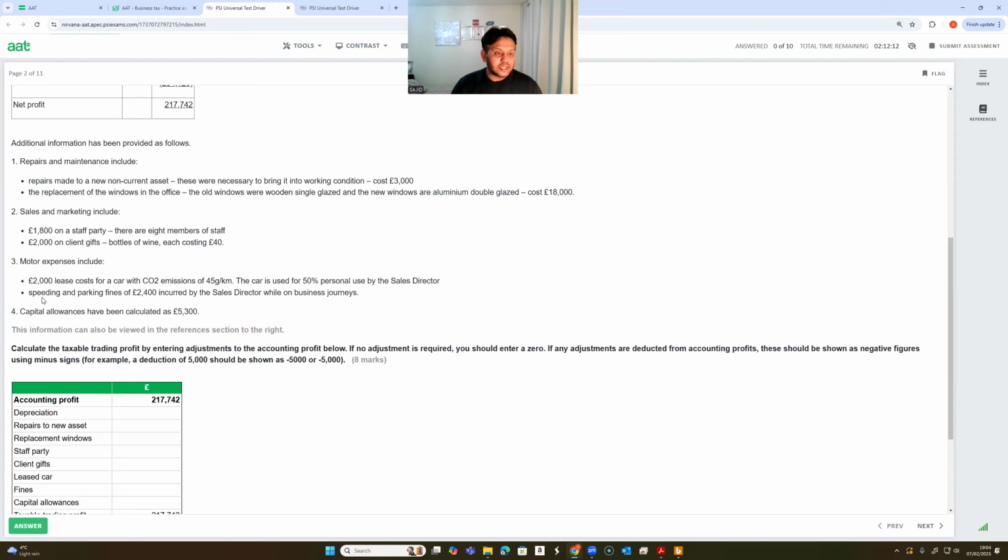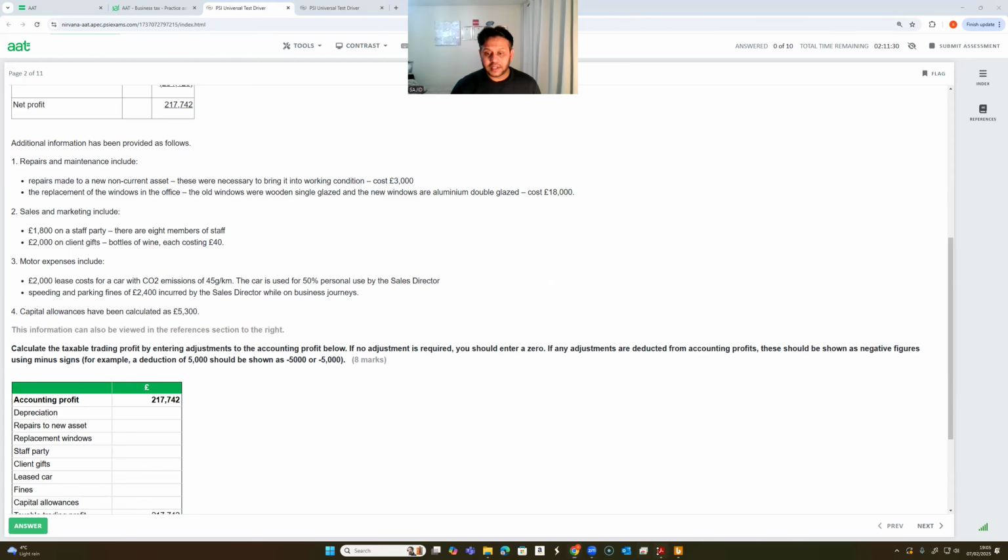The next one we have is speeding and parking fine, 2,400 incurred by the sales director while on a business journey. Now remember that this is a little bit tricky. A fine is a disallowable expense for the owner. If it is a sole trader or a partnership, if the fine is incurred by the owner of the business, we have to add back. It is a disallowable expense. Same thing for the company if it is incurred by the director. But only one exception. We have to remember that if the fine is incurred by the employee, so if the employee has a fine, then it is allowable expenditure.